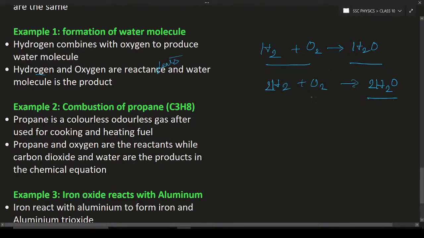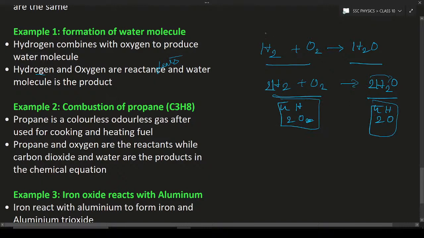Now count the number of atoms. How many hydrogens are there? 4 hydrogens. And how many oxygens? 2 oxygens. On the other side, 4 hydrogens and 2 oxygens. So the equation is balanced.